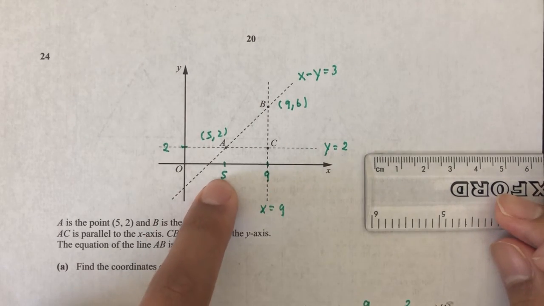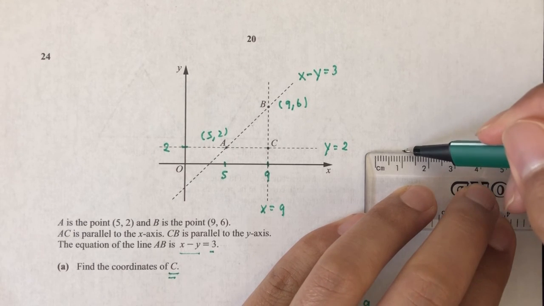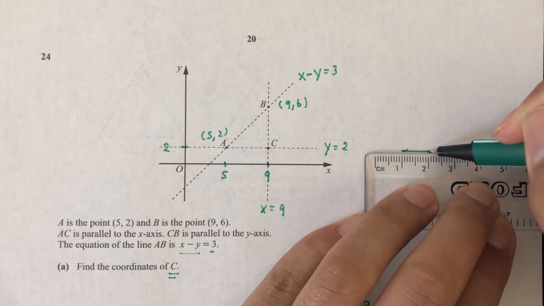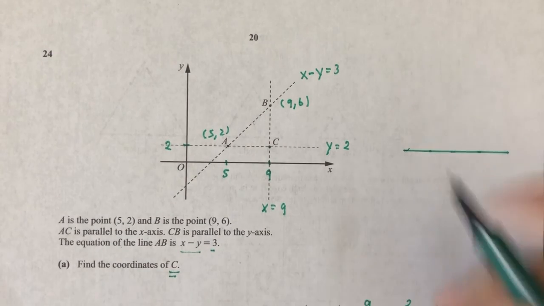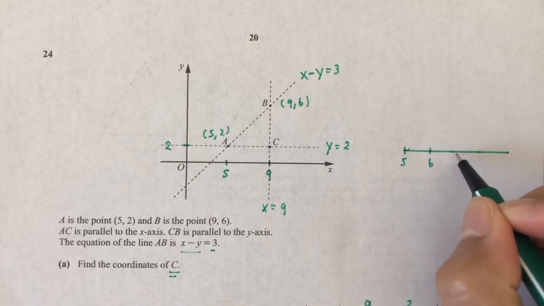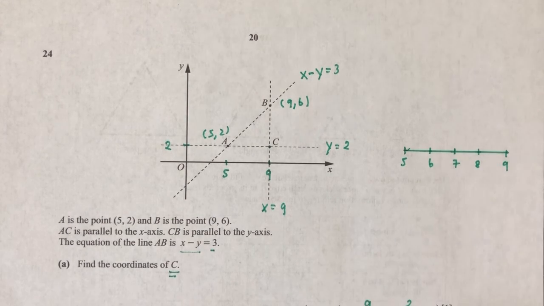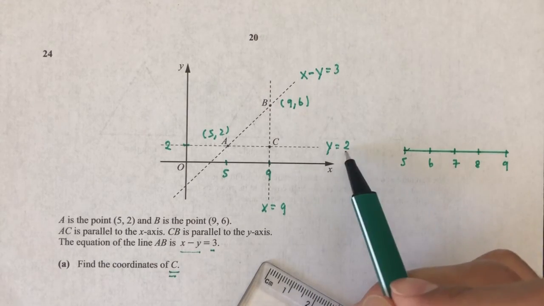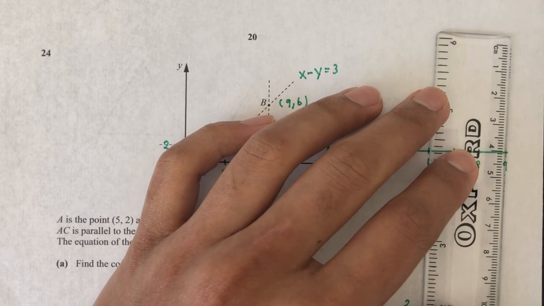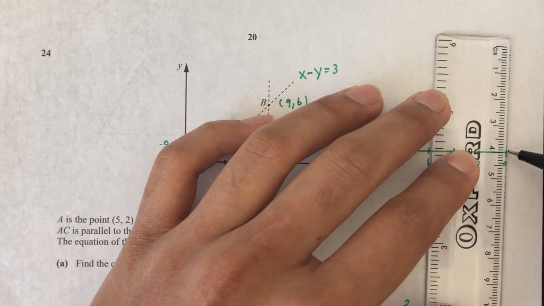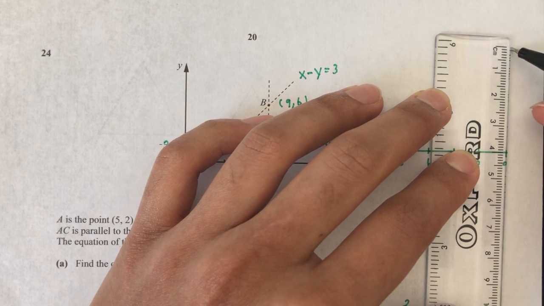So here is 5 to 9. So 5 to 9, let's say this is 5. So 5, 6, 7, 8, 9. Okay. So now point C will be from 2 to 6. So this is 2, 3, 4, 5, 6.